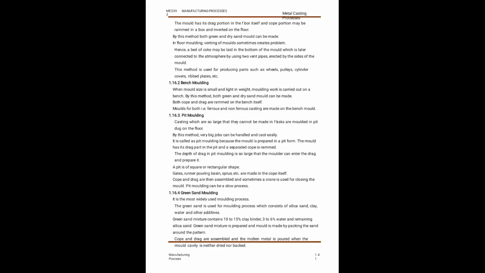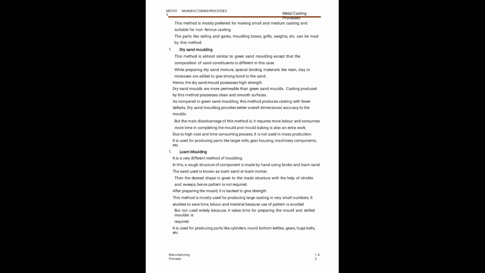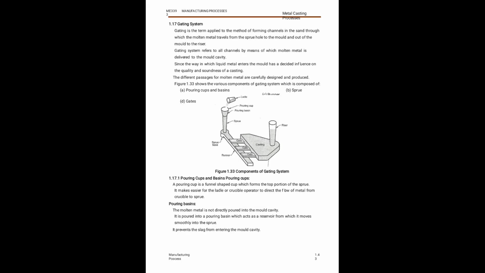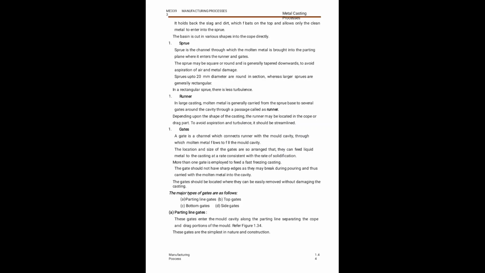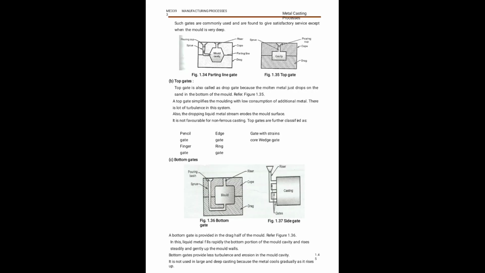Different molding processes are available, such as floor molding, pit molding, bench molding and machine molding. Important molding machines are also available, and different types of molding sand are used for different molding types, like dry sand molding, loam sand molding and green sand molding. A molding machine is used for making molds faster, and the mold is prepared in a step by step sequence.